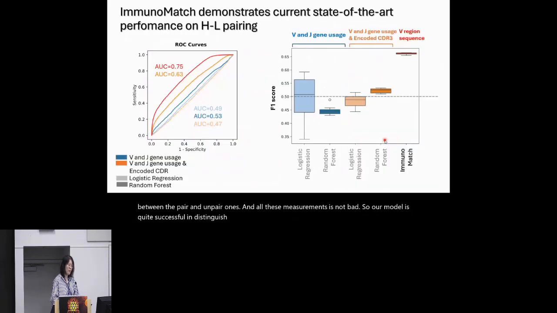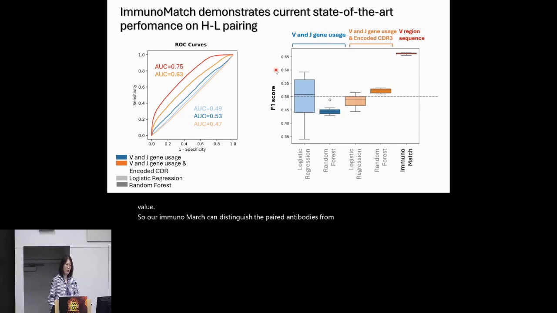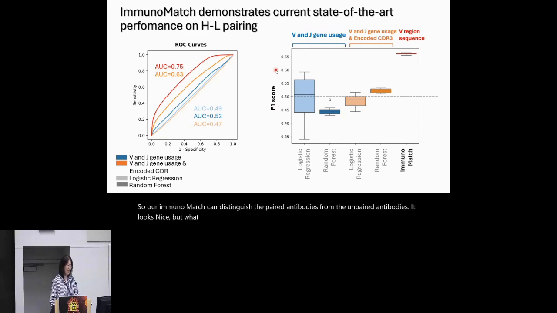And if you compare the performance of ImmunoMatch with all the baseline models we showed you previously, we can see that there is a significant improvement of the F1 score and the ROC AUC value. So our ImmunoMatch can distinguish the paired antibodies from the unpaired antibodies. It looks nice, but what is the use of it?